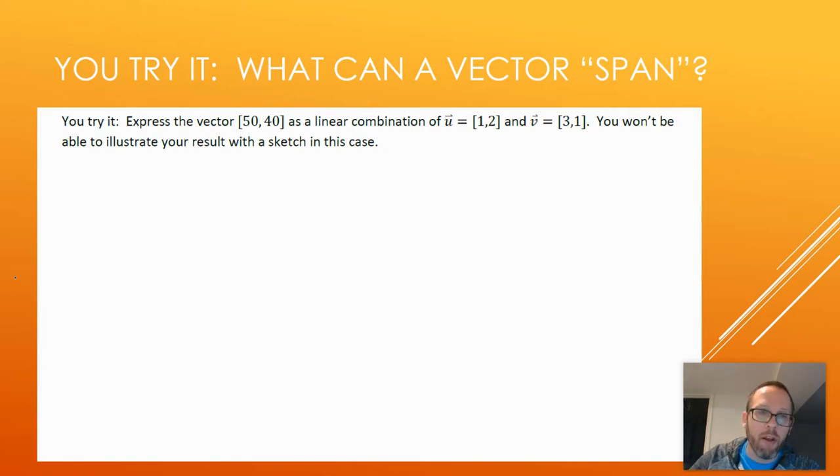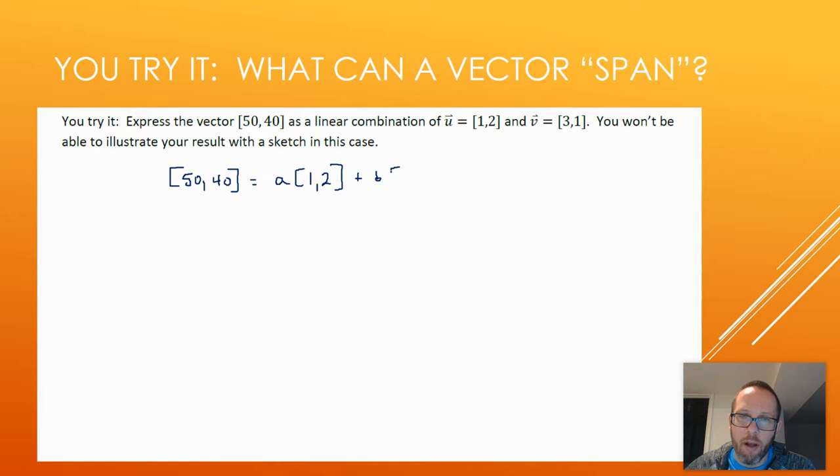If you'd like to pause the video and try that, you can unpause when you're ready, or you can follow along with me right now. So our goal is to write (50, 40) as some number times (1, 2), plus another number times (3, 1). I'm using a and b. You could be using x and y. It doesn't matter.